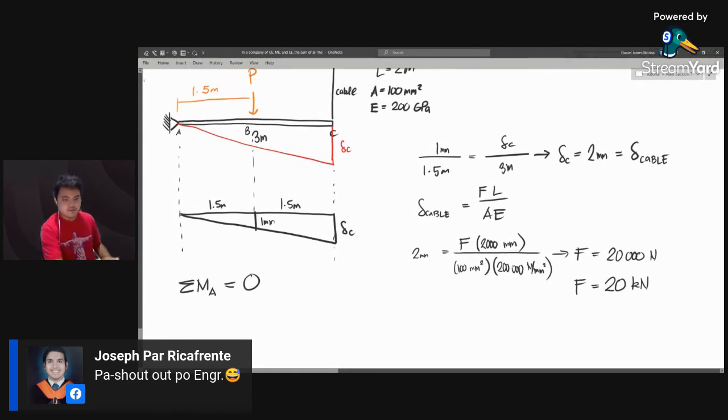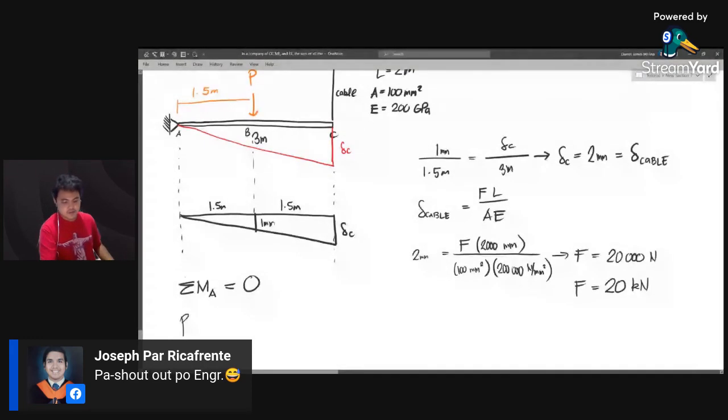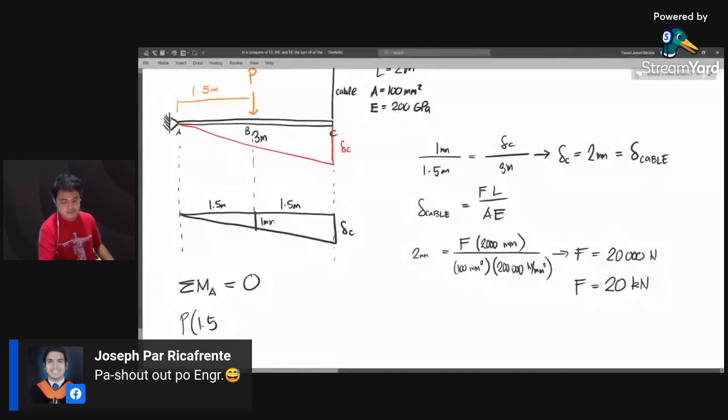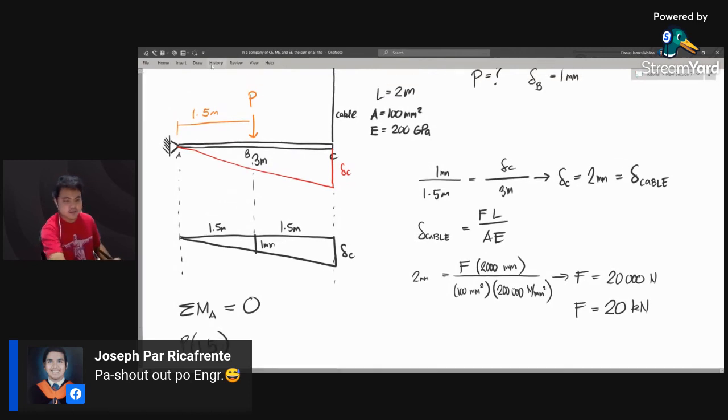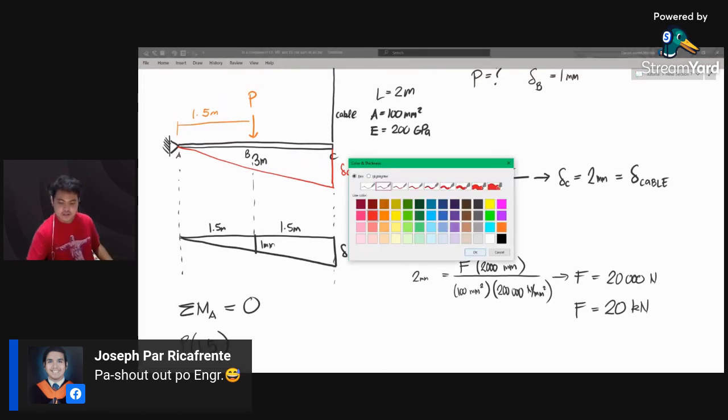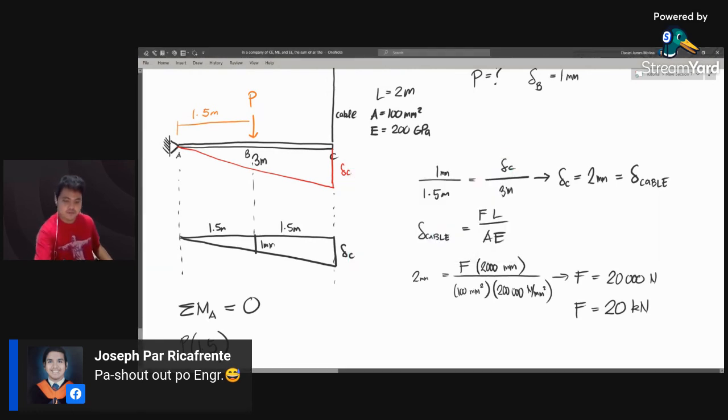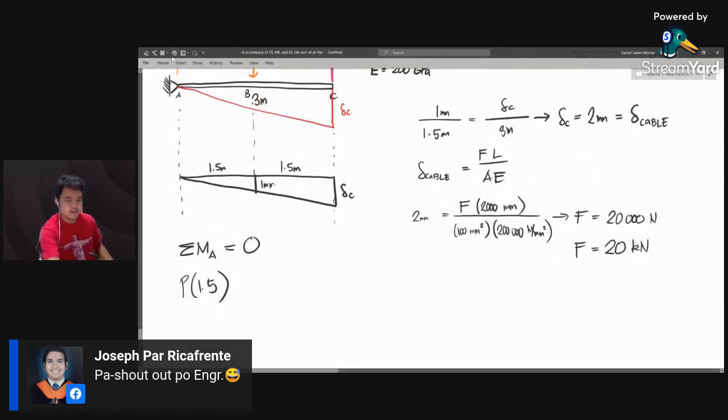So, we have yung ating force P. P times 1.5 meters. Clockwise. Tapos counterclockwise yung sa cable, no? Kasi tension naman yan. Tension yung sa ating cable. Diba? Wala namang compression na ganun, na cable. Magiging 0 yan pag compression. So, equal to counterclockwise yung ating rotation sa cable.